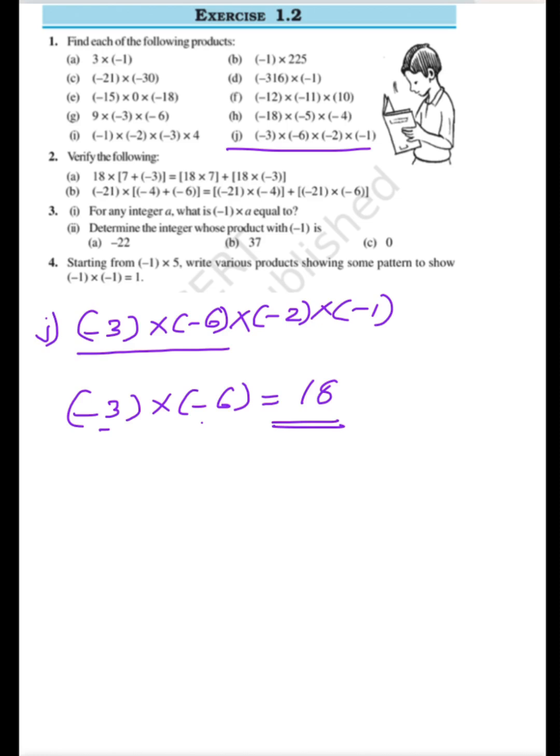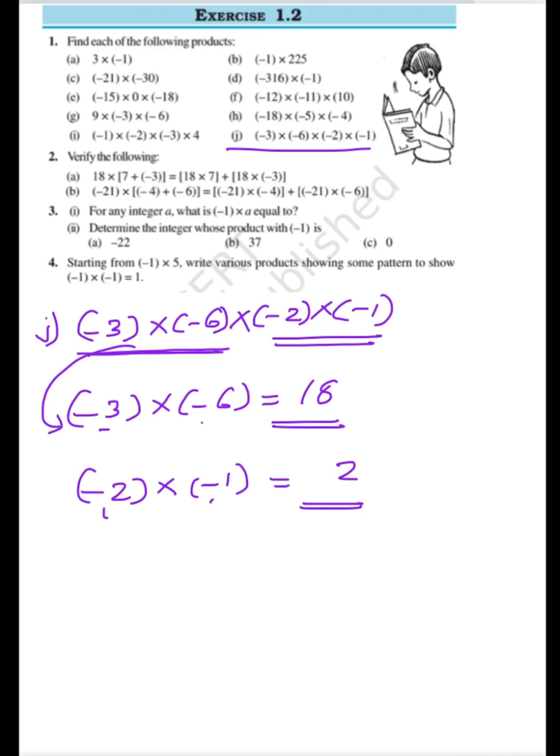So you can multiply these two together. That is minus 2 into minus 1. 2 into 1 is 2. Minus into minus is plus. So the answer is 2. So for this you have got the answer as 18 and for this you have got the answer as 2. Now you can just multiply 18 into 2. 18 into 2 is 36. So the answer for this question will be 36. Understand? So you can use any method to multiply. So this is all about the first question.